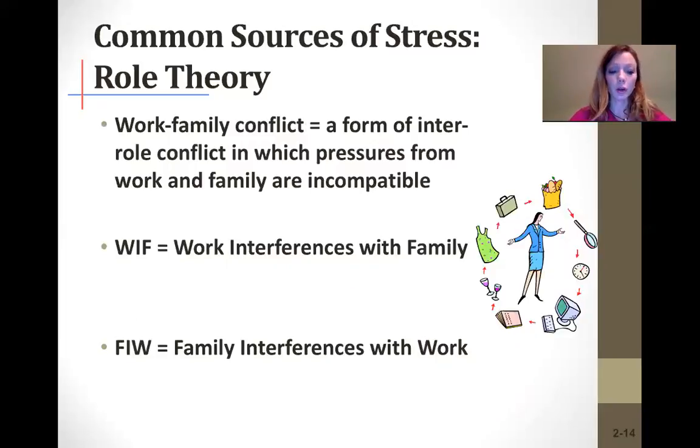Another stressor in work-life balance is work-family conflict. This is a form of inter-role conflict in which pressures from work and family are incompatible. WIF is work interference with family. FIW is family interference with work.